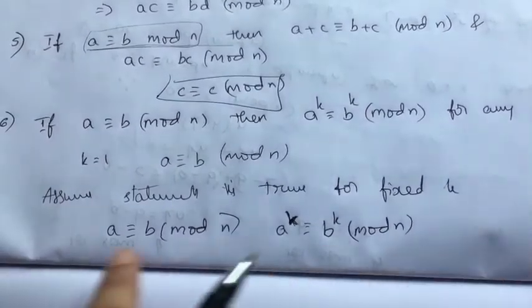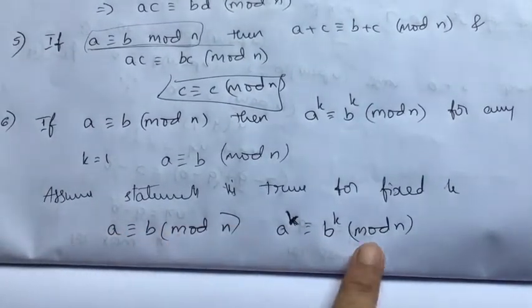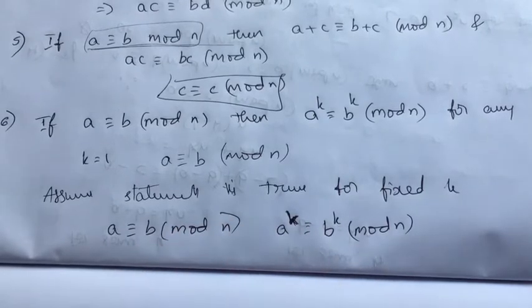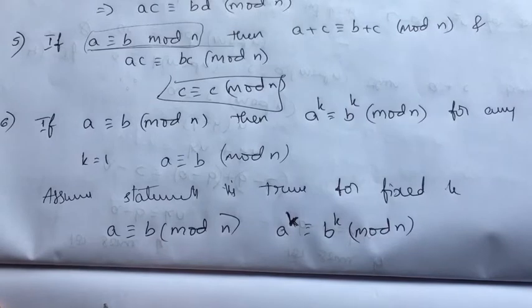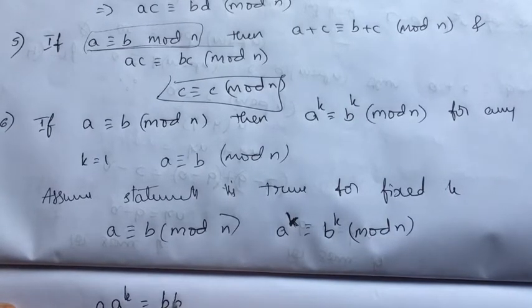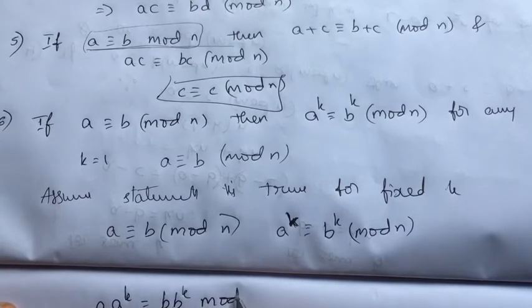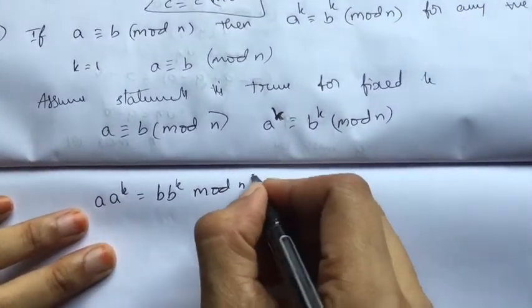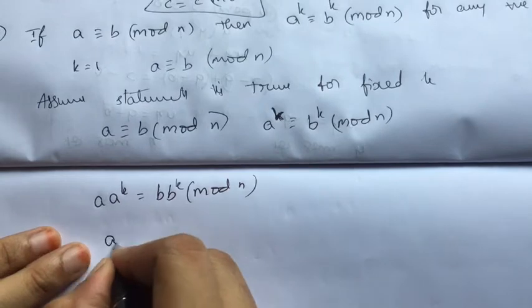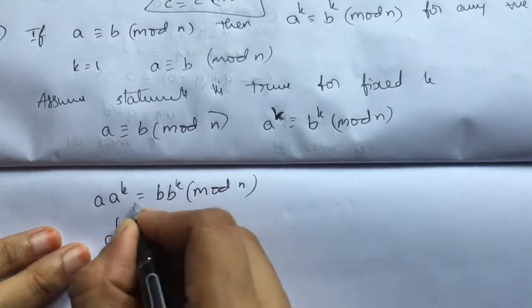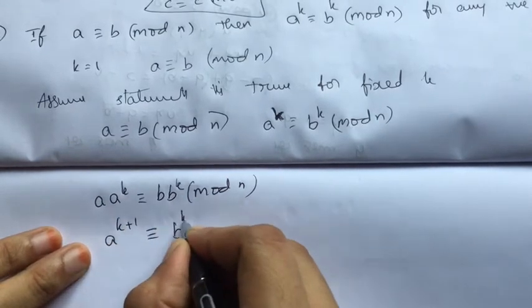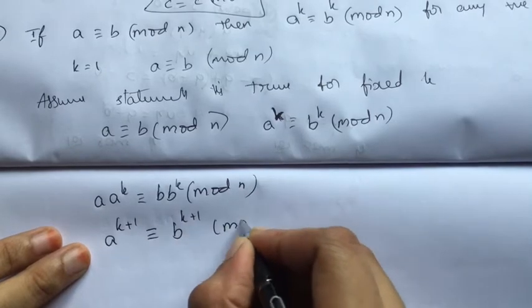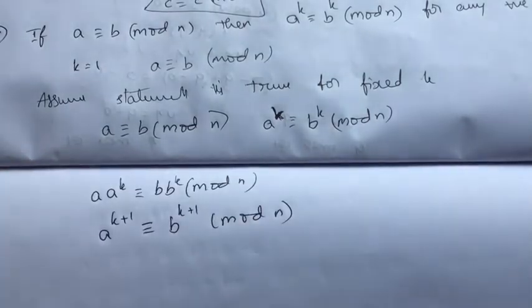Now I know when two congruences are given, I can just multiply when they have the same modular values. So I can just multiply A into A power k is B into B power k mod n. Now this is the same as A power k plus 1 is congruent to B power k plus 1 modulo n. So the result is true for all values of k.